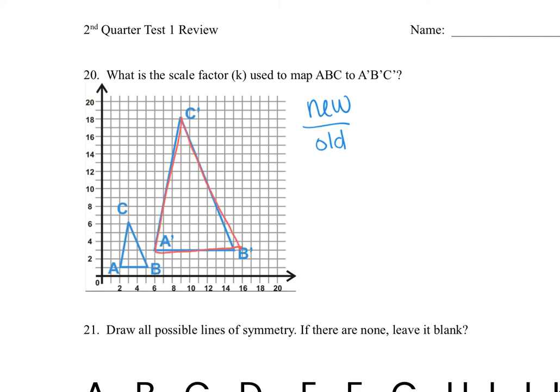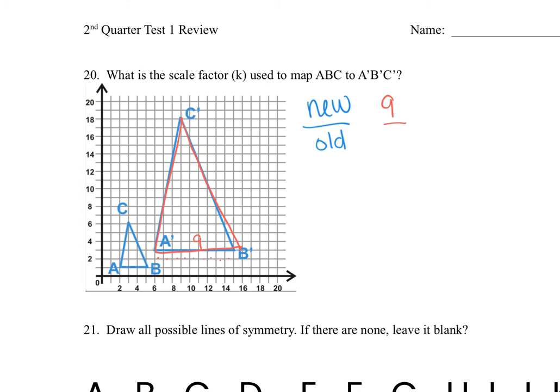Now you can count whichever side you want to. The side that's easiest though is the bottom, A to B, because it's flat on the line and we can just count squares. So we're gonna count 1, 2, 3, 4, 5, 6, 7, 8, 9 squares. So the new one is 9.